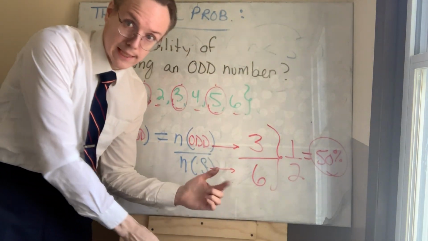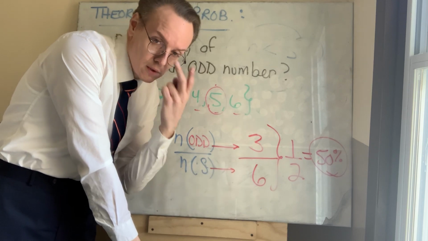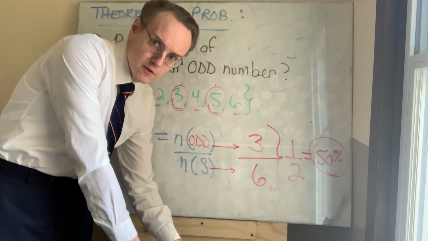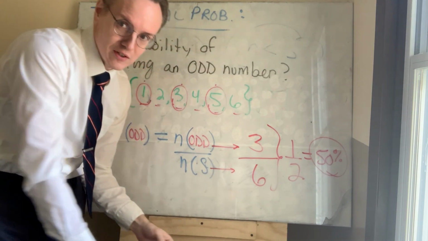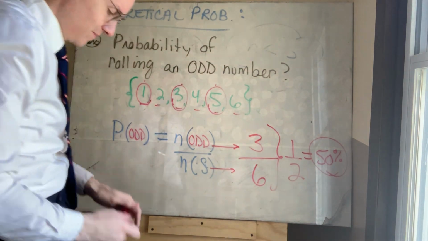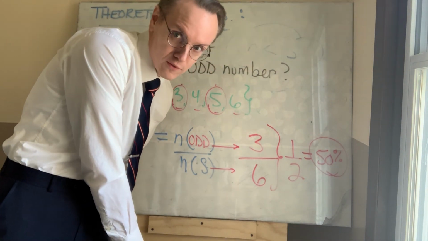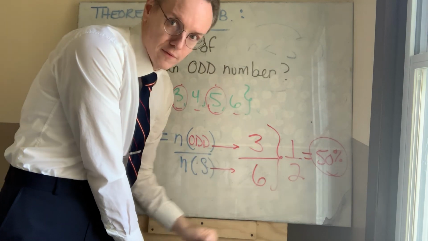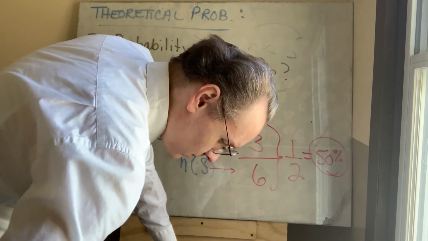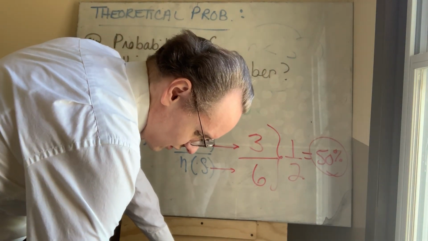Still, equally likely, odd or even. But certainly better than 17%. I wouldn't bet money on 17%. I might bet money on 50. I would definitely bet money on 67.